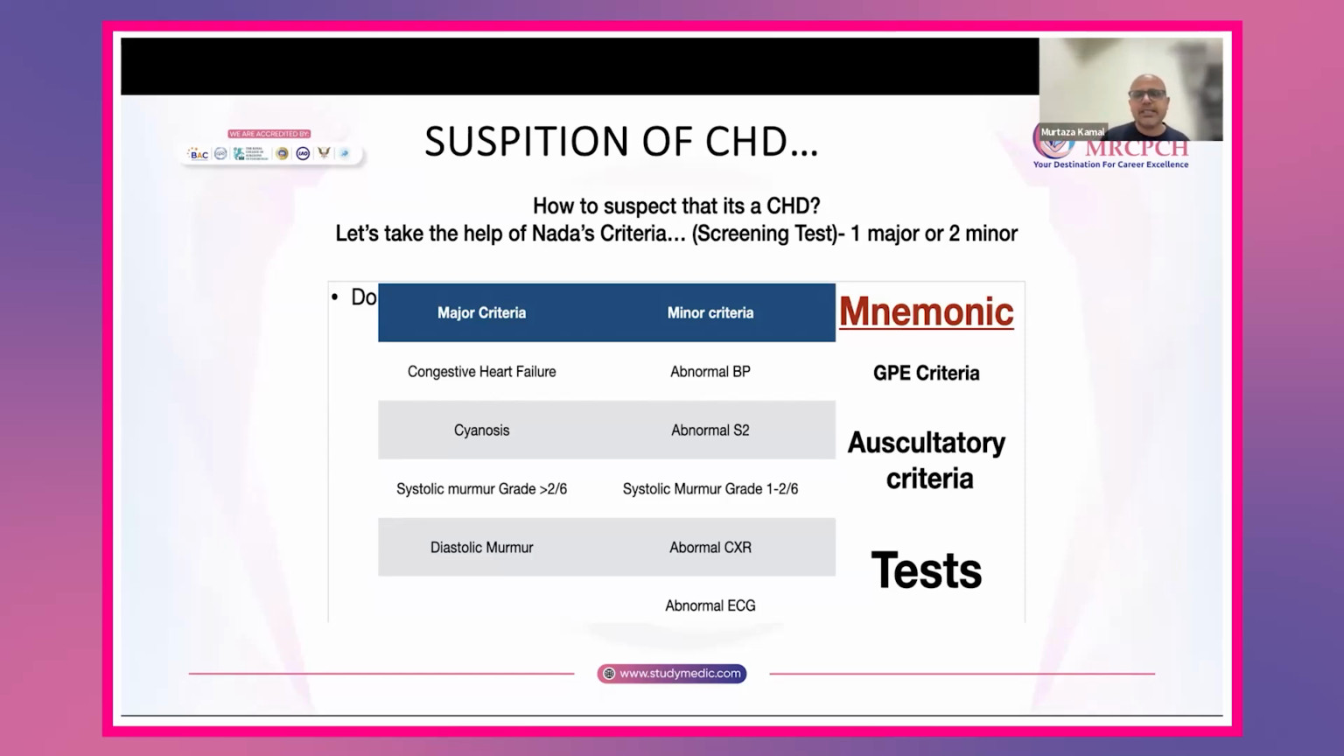So for the suspicion of congenital heart disease, you have a screening test given as NADA's criteria. To fulfill it, you need one major or two minor. For the major criteria, gross things are there in the form of congestive heart failure, cyanosis, a louder systolic murmur, and a diastolic murmur. In the minor criteria, you have abnormality in the BP. When you auscultate, you get an abnormal second heart sound or a fainter systolic murmur of grade 1 and 2. And on testing, you get an abnormality in the chest X-ray or the ECG. So NADA's is a screening test: one major or two minor is what is needed.